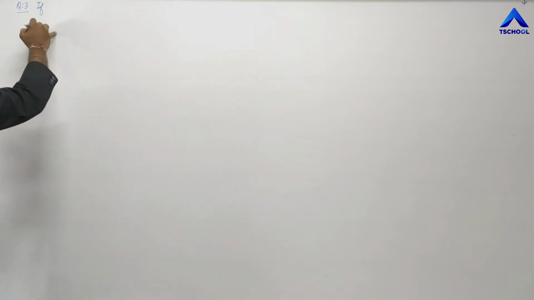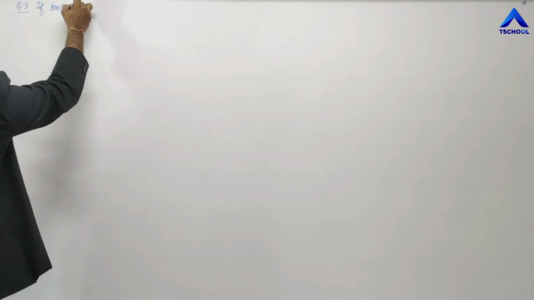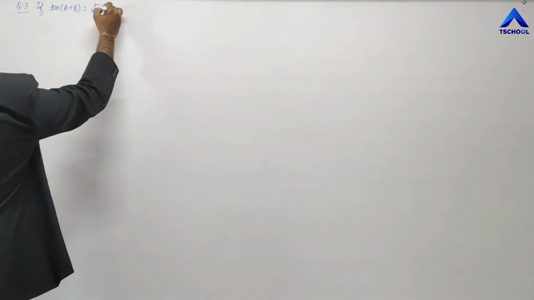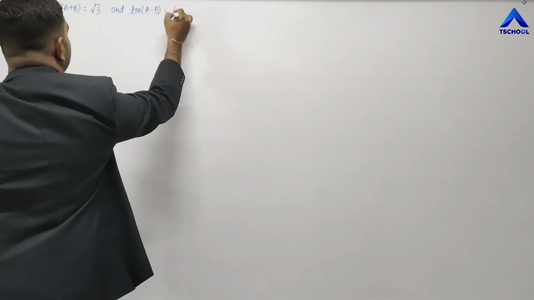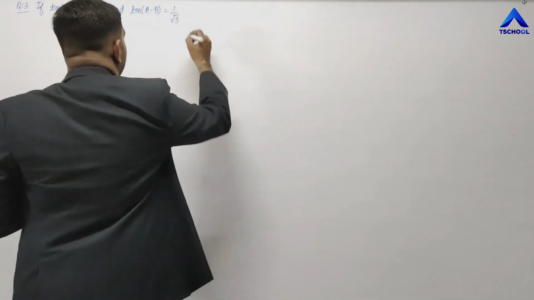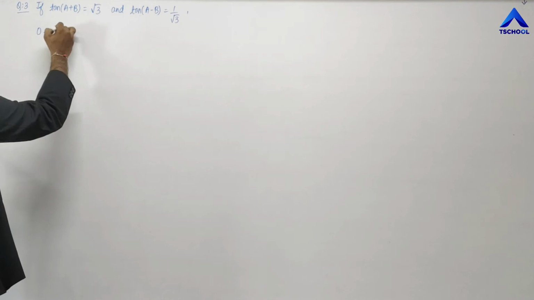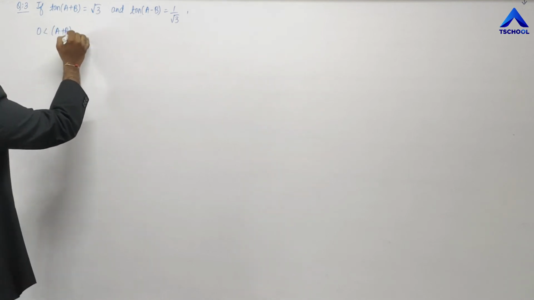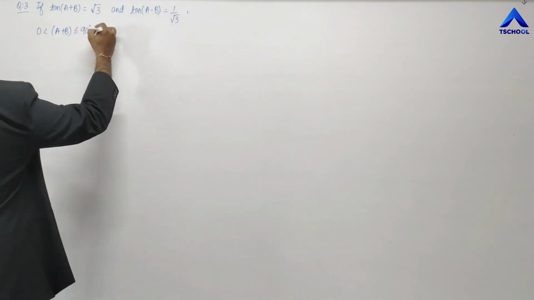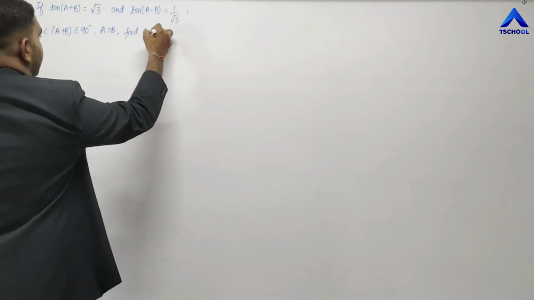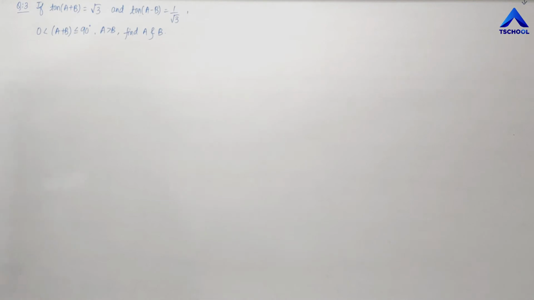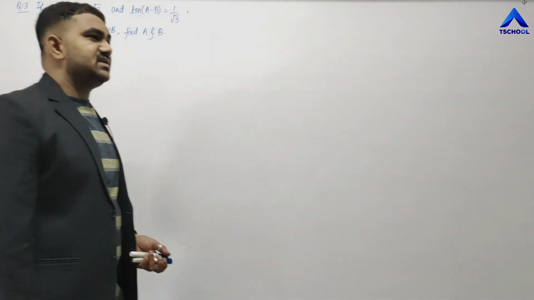The third one, main question number 3. If tan(A plus B) is equal to root 3 and tan(A minus B) is equal to 1 by root 3, for 0 less than A plus B less than or equal to 90 degrees and A greater than B, find A and B. Again, as we have seen a similar kind of example previously, this is the same one.